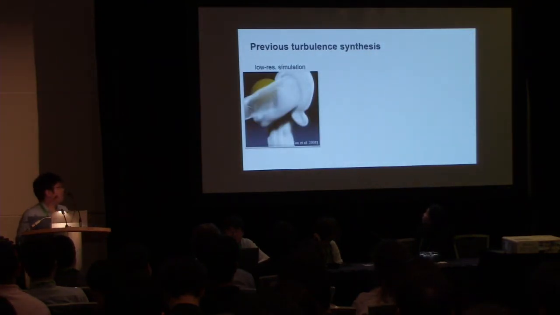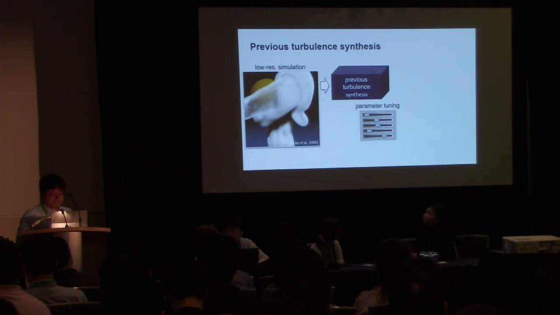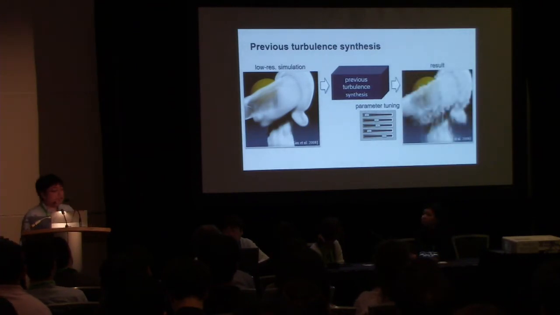In the field of fluid simulation, several methods have previously been proposed for synthesizing turbulence. In this approach, animators first prepare a low resolution flow with a desired global motion. And this flow is input to a system, and animators tune parameters which affect detailed motion. Then the system adds the detailed motion to the low resolution flow. So this approach can create high resolution animations with a desired global motion at low cost.